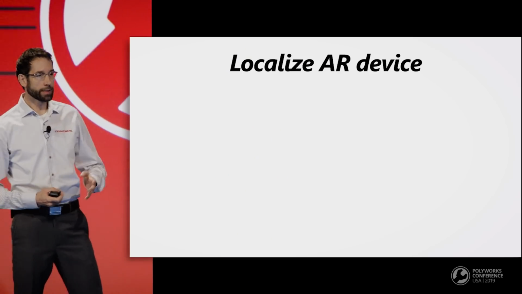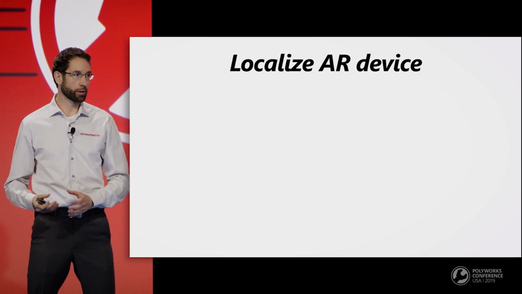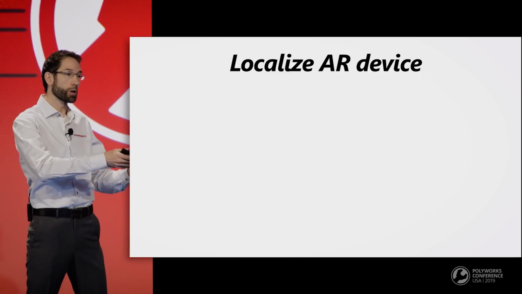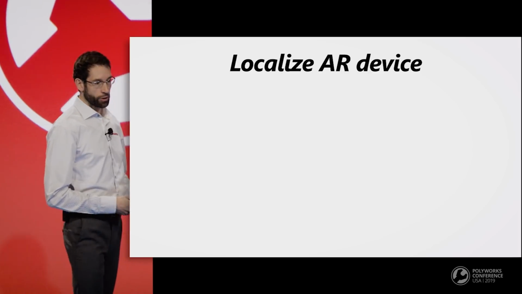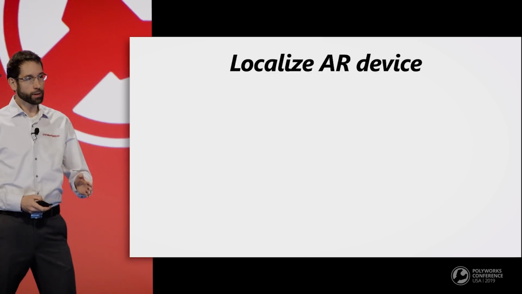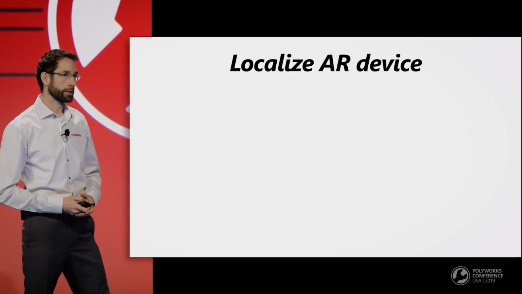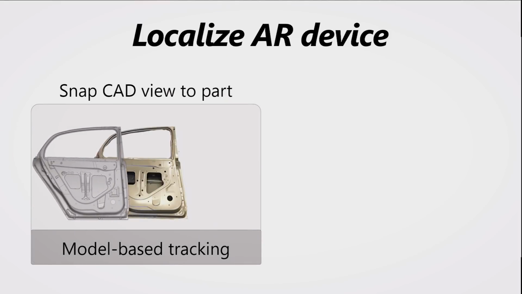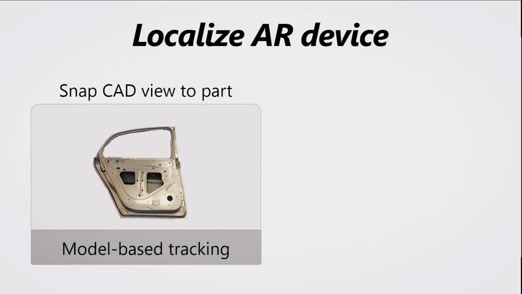To be able to use this technology for metrology applications, it is important to be able to localize the AR device with the real part. Otherwise, all the display would be at the wrong location. So let me take a minute and explain how this localization process is done. First of all, we're using a technology called model-based tracking to snap the CAD model view to the real object. Once this is done, we can display the nice graphics.